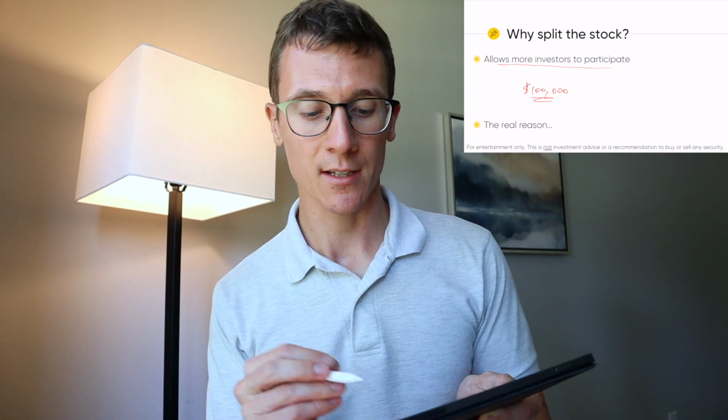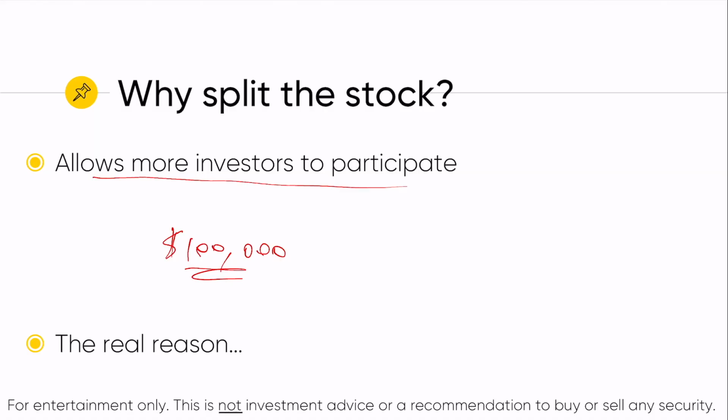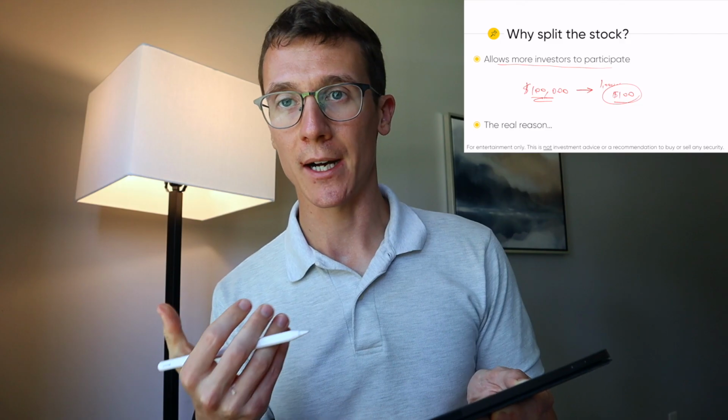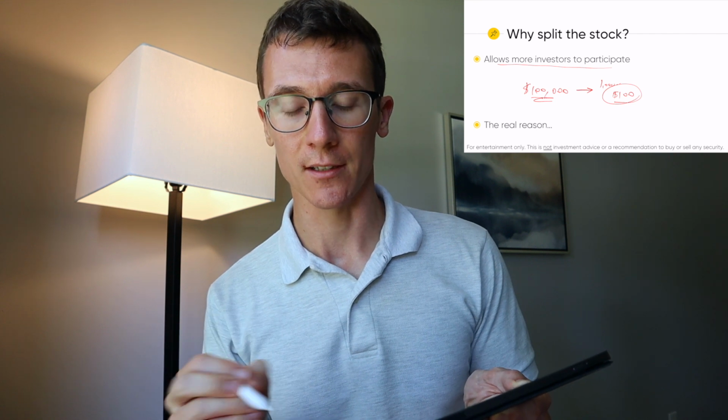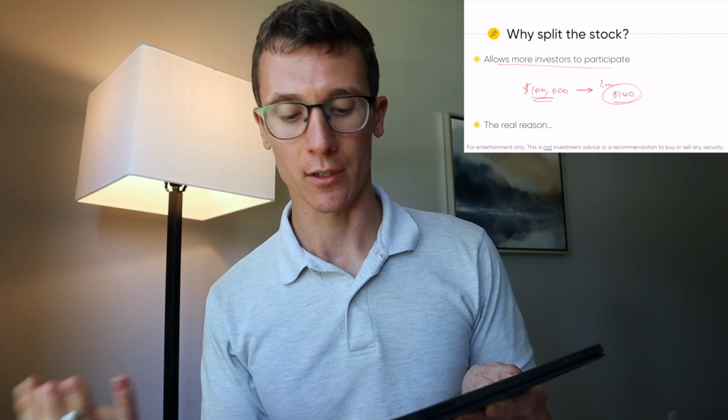So in this case, the theory goes that if you split this 1,000 to 1, you would end up with a share price of $100 instead of $100,000. The value of the company would be unchanged. It's just that you're able to buy a smaller fraction of the business with $100. So that opens the door to more investors.